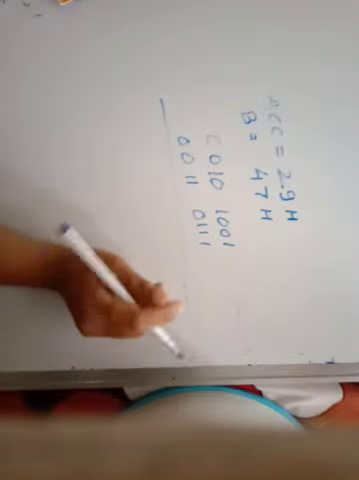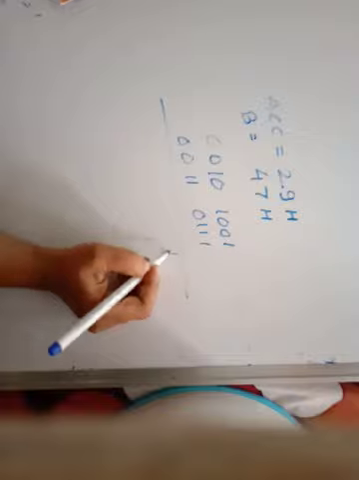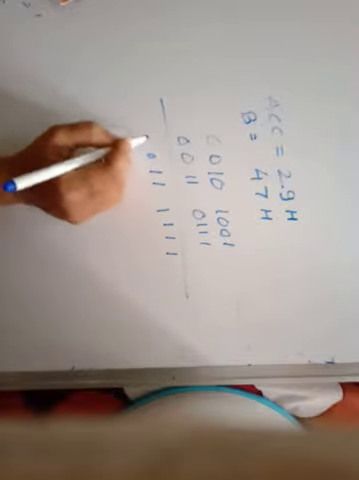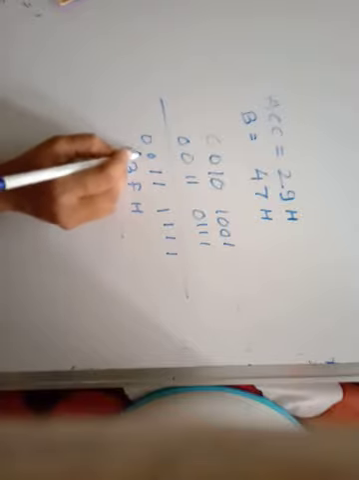So what does ORing mean? You have to follow the truth table of the OR gate. So 1 and 1 will come 1, again 1, and so on, giving 3FH. So this is your final answer.